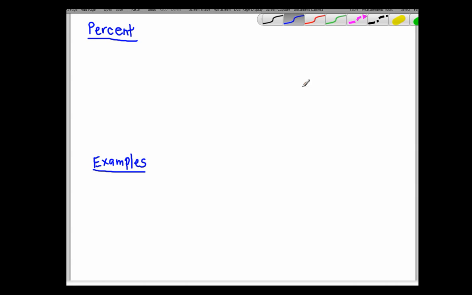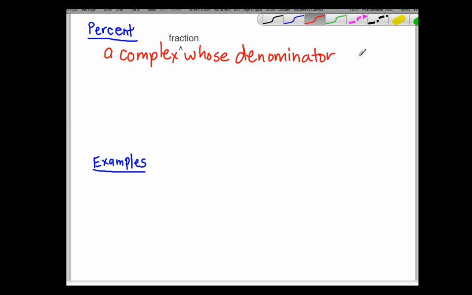Alright, so what we're going to be doing right now is talking about percents, and before we solve percent problems we have to know what percent means. A percent is a complex fraction whose denominator is 100. It is nothing more and nothing less. It is 100. Now once you know that, if I ask you what a percent is, you can immediately tell me what the denominator is going to be.